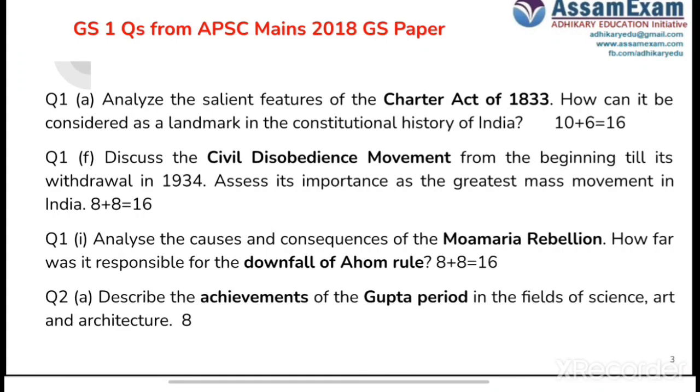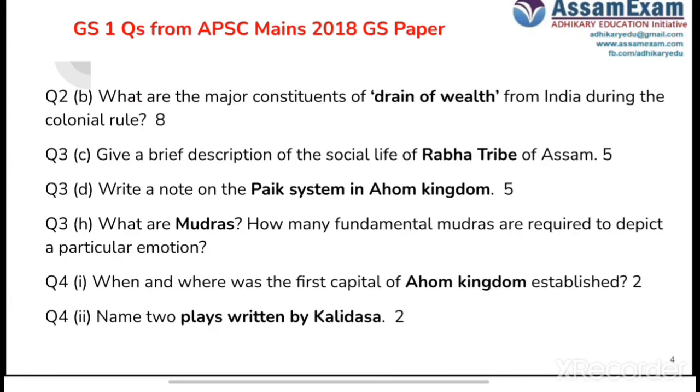Let's see the next question. What are the major constituents of the drain of wealth from India during the colonial rule? This is related to the economic loss India had during British rule. Because of British misgovernance, what are the economic consequences it had on India?